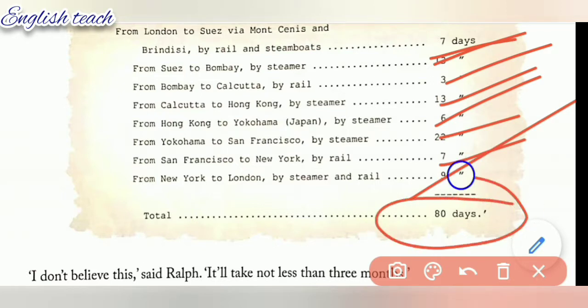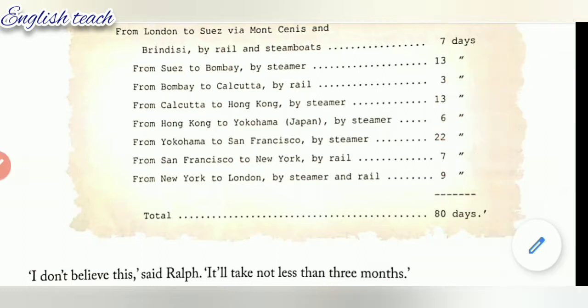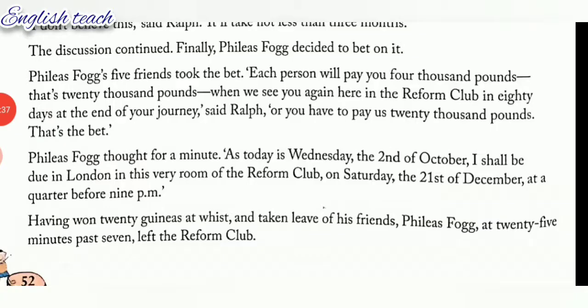So in total, 18 days was calculated to go around the world by Fogg. This telegraph helps us to make a good plan. So this is the plan idea put forward by Fogg to go around the world.